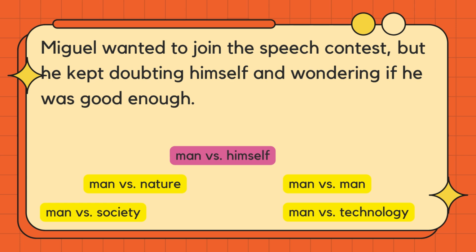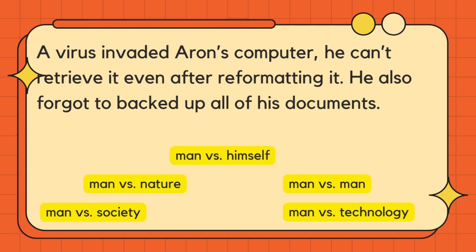Okay, next one, let us have number 4. A virus invaded Aaron's computer. He can't retrieve it, even after reformatting it. He also forgot to back up all of his documents. Now, which conflict example is that? Alright, it is man versus technology. This shows that people can sometimes struggle against technology when our own creation causes problems we can't easily control.